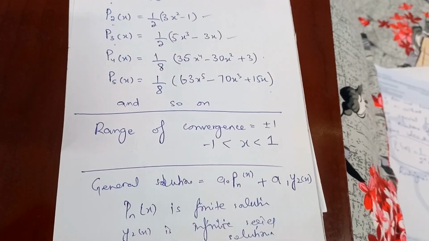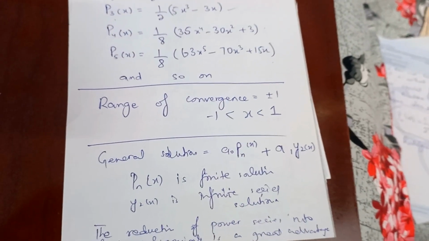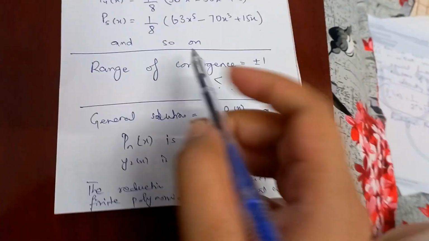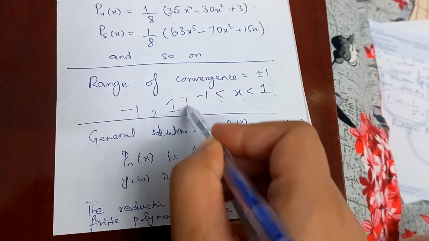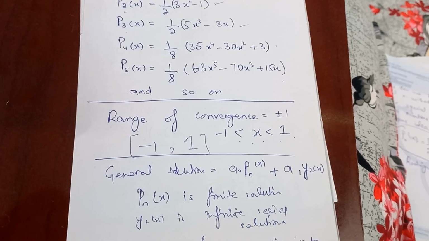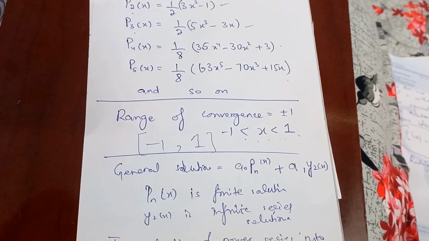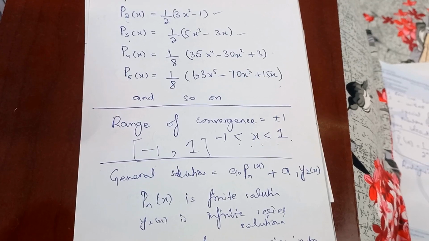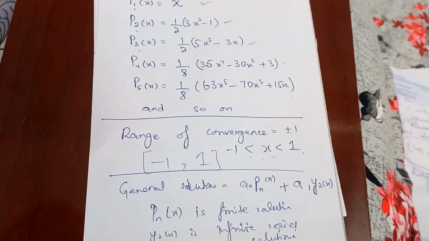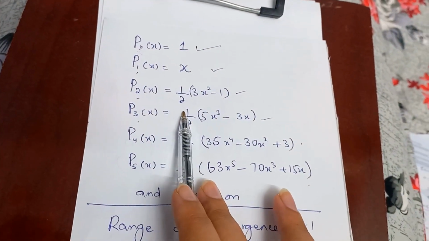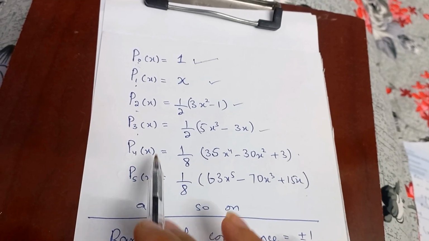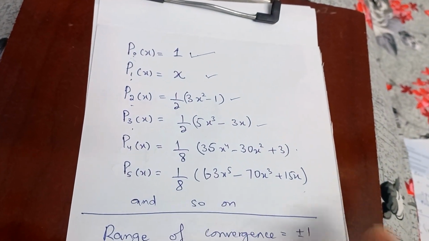What is the range of convergence of Legendre differential equations? In general, it's -1 less than x less than 1, meaning from -1 to 1. This is the range of convergence for Legendre differential equations if they have an infinite series solution. If we have an infinite series, then we are concerned about the range of convergence. But if we have finite solutions like Legendre polynomials, then we don't have to consider the range of convergence because they are converging for all values of x.